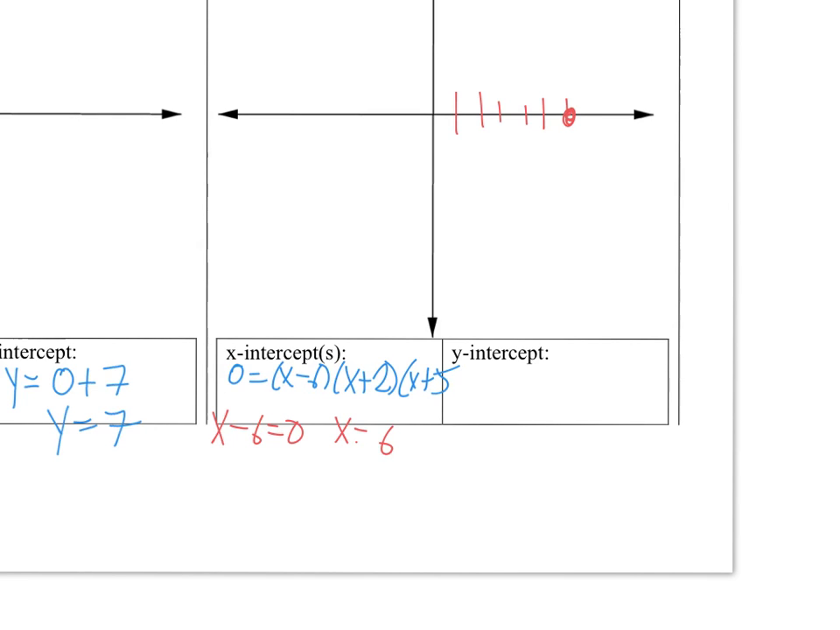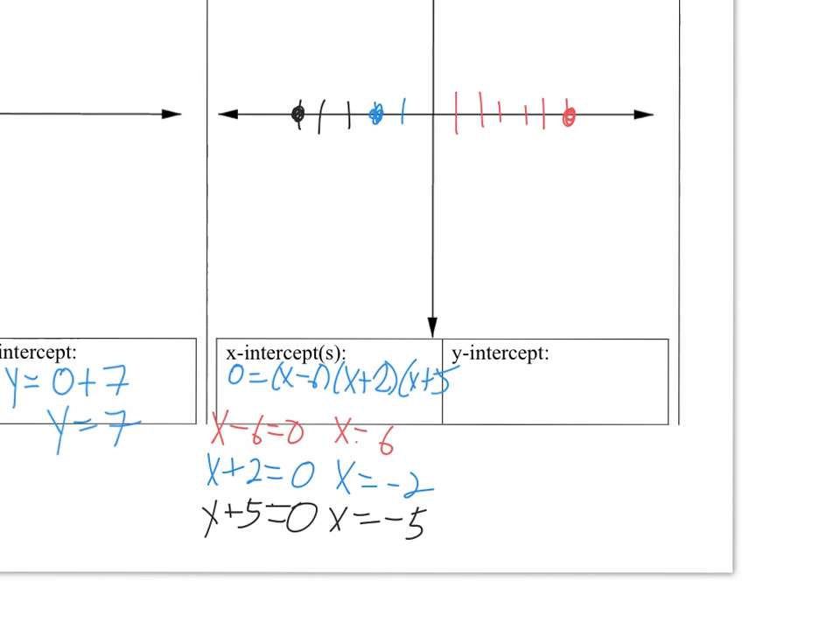I'm going to have x plus 2 is equal to 0, which means x equals negative 2. 1, 2. And I'm going to have x plus 5 is equal to 0, which means x is equal to negative 5. So 1, 2, 3, 4, 5.